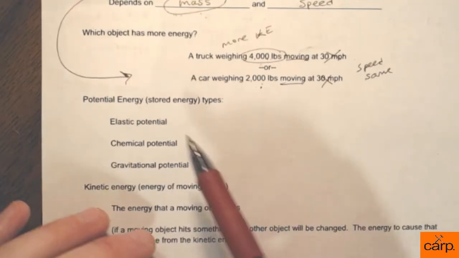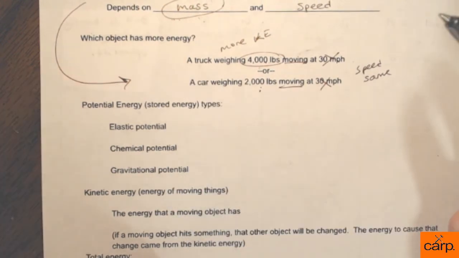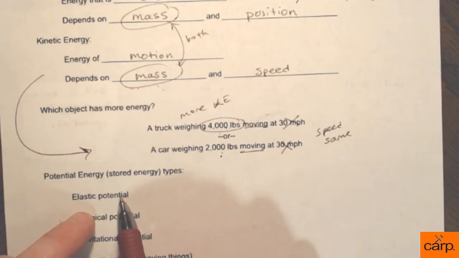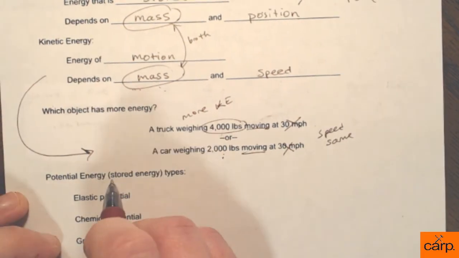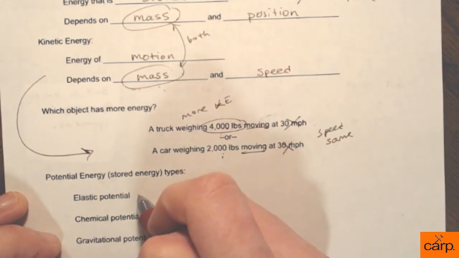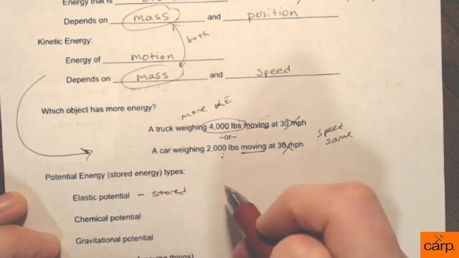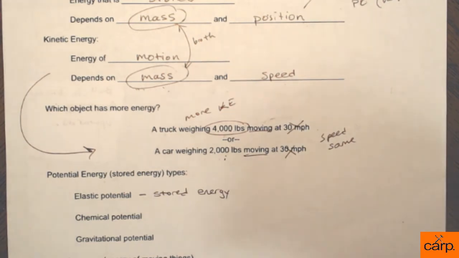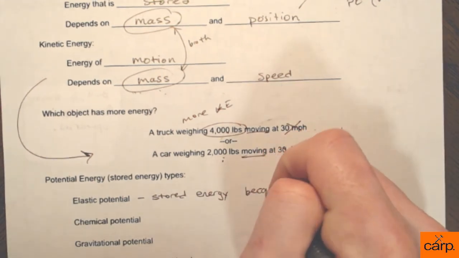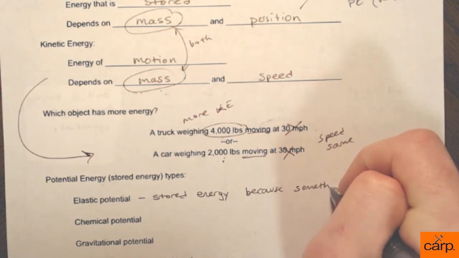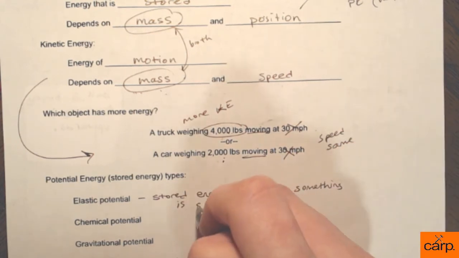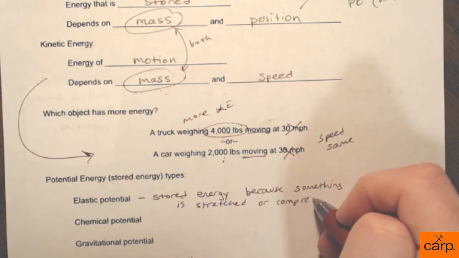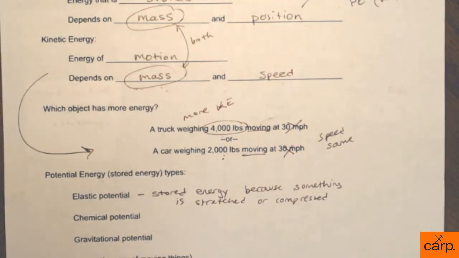All right, let's take a look at some of these potential energies. Like I said up here, gravitational potential energy is just one type. We also have something called elastic potential energy, and these are all stored energies. So elastic energy is stored energy because something is stretched or compressed, or you could say squeezed together.